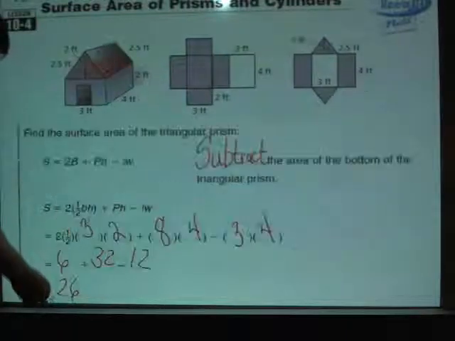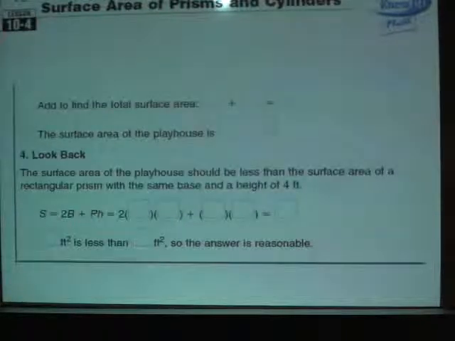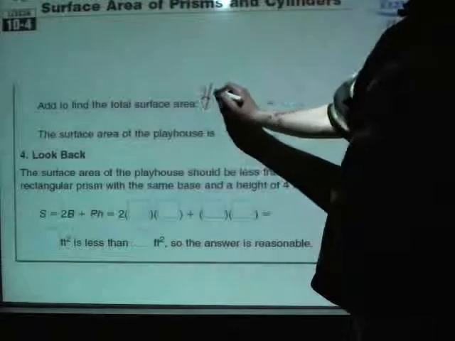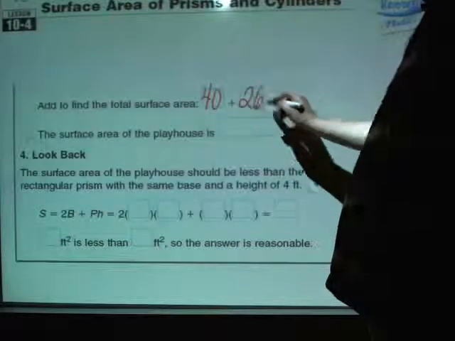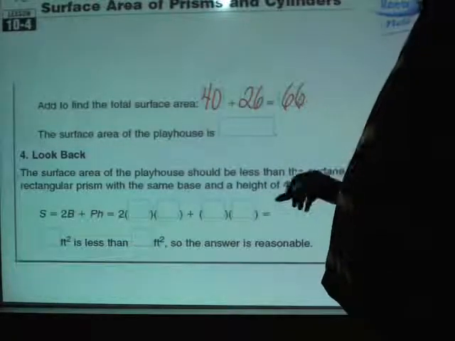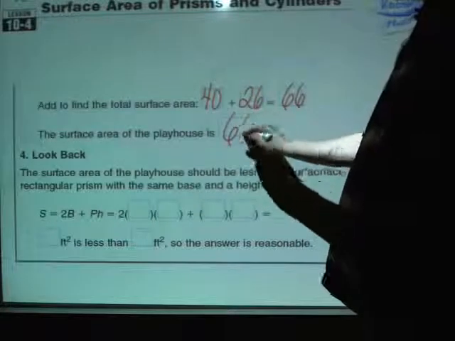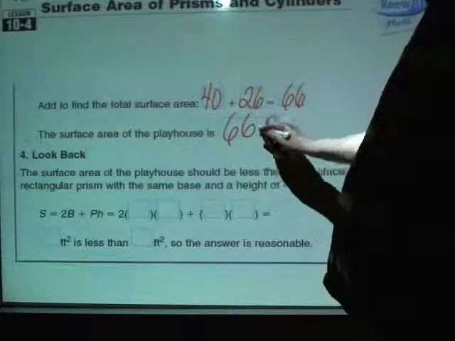So I've got 40 and 26. So for me to find the total surface area here, I just have to add 40 and 26. When I add those guys together, 40 and 26 go together to make 66. So the surface area of the playhouse is 66 square feet.